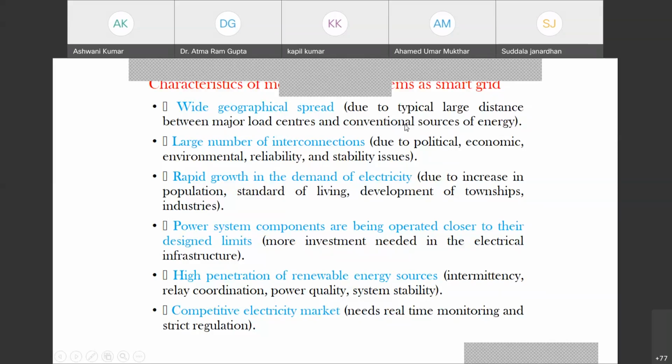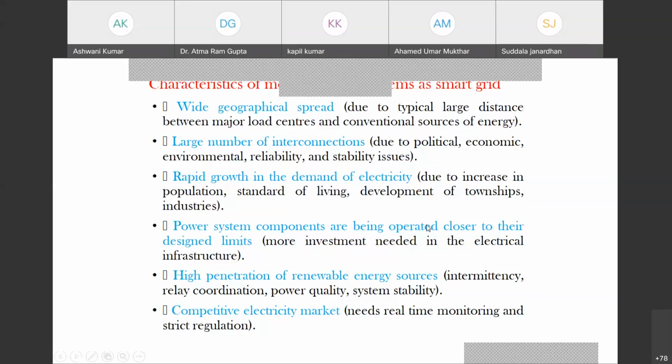So WAMS technology is the way, with PMUs spread all over the components and regions, giving you real-time information because of this wide geographical spread of the system. A large number of interconnections are there. We have HVDC back-to-back stations, HVDC lines, and extra high voltage AC lines interconnecting all the regions. These regions have to be operated in an economic manner. We have to be very careful about environmental conditions because we cannot go for more and more execution of lines. Environmental issues are there. So network reliability, stability, and security become very important because of these interconnections.